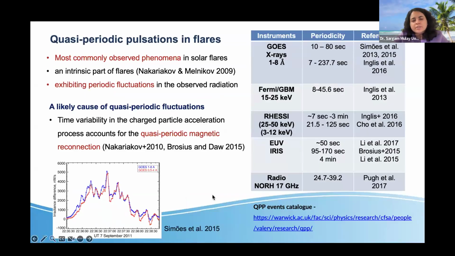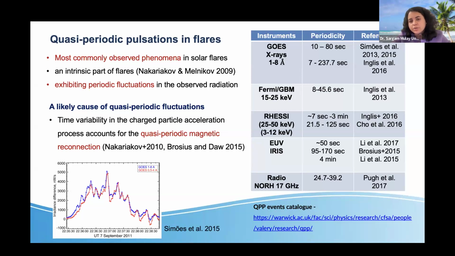So quasi-periodic pulsations are the most commonly observed phenomena in solar flares. They are an intrinsic part of the flares, and they often exhibit periodic fluctuations in observed radiation. Here I'm showing you an example of quasi-periodic pulsations observed in GOES, and we have taken the derivative of GOES to see them clearly in two different channels of the GOES.